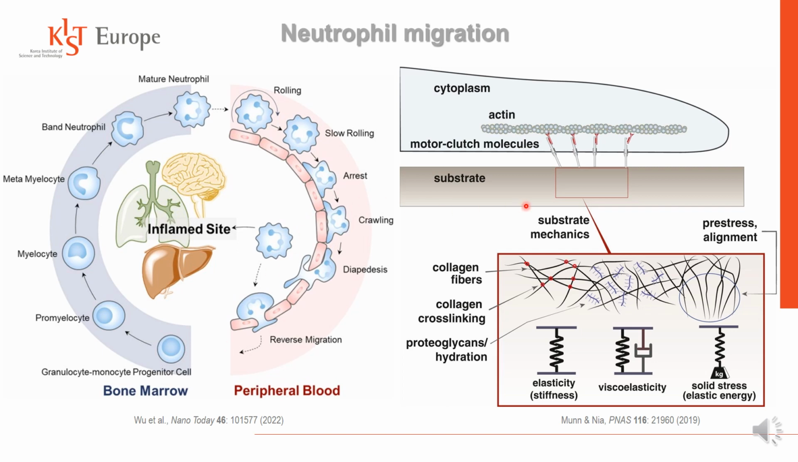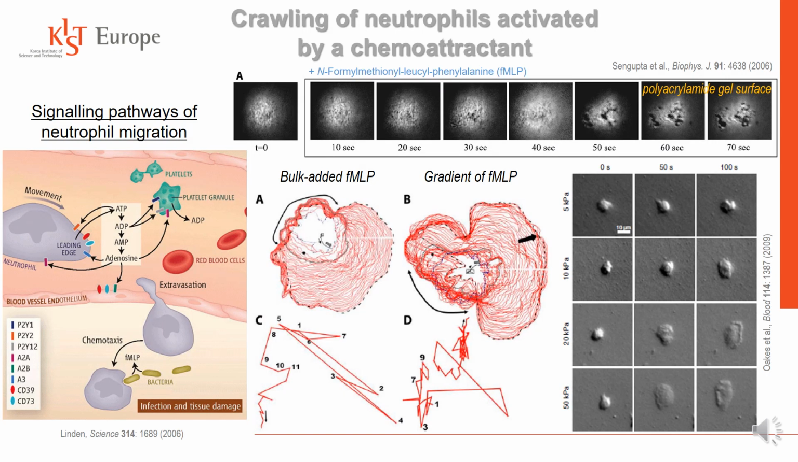During crawling, it is well known that the mechanical coupling between the substrate and intracellular actin fibers could dictate the neutrophil's morphodynamics. The cells adjust their shape and motility via dynamic reorganization of actin architectures according to the elasticity or viscoelasticity of the surface. In order to induce neutrophil adhesion, spreading, and crawling, the specific signaling pathways in the cell should be activated by chemoattractant molecules such as FMLP.